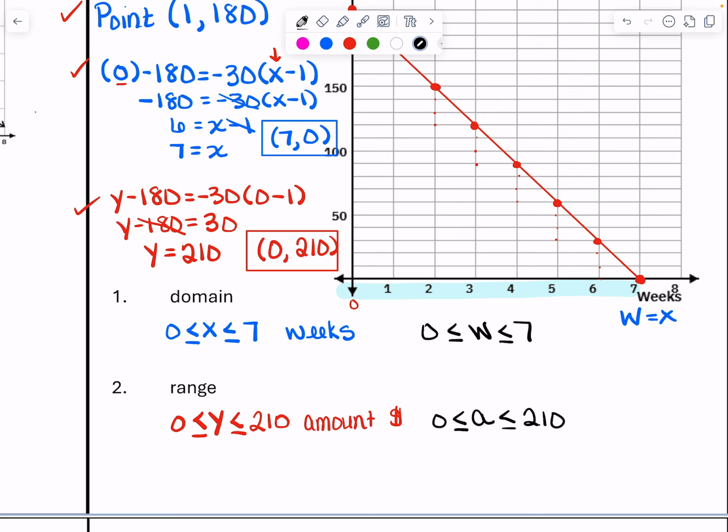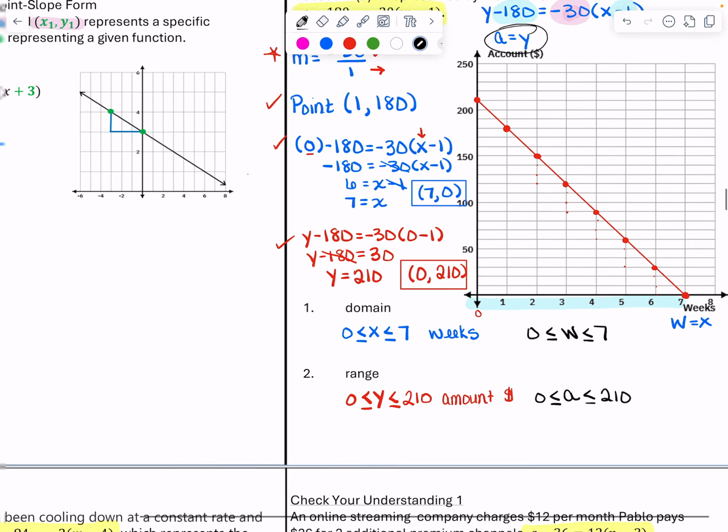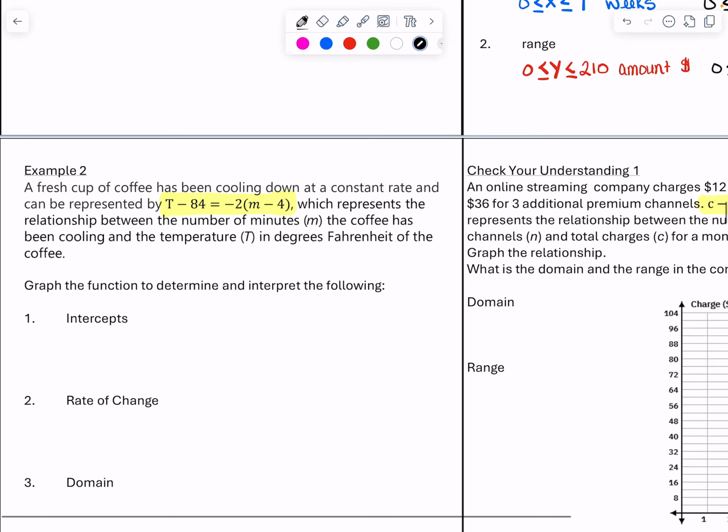Okay. Again, you didn't have to change A and W into X and Y in the very beginning. I just feel like we're more comfortable with X and Y, so we're more comfortable solving it and then just putting it back where it needs to be at the end. The choice is completely yours. All right, let's go on to the next page and let's look at example 2.